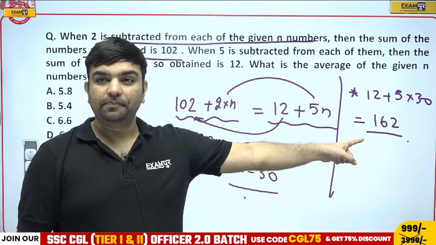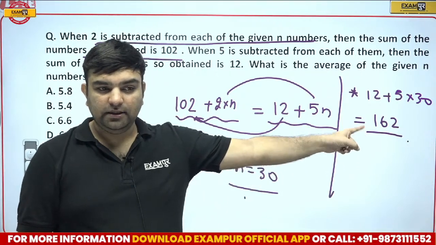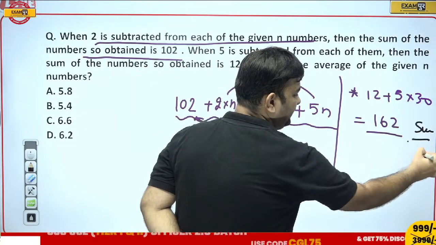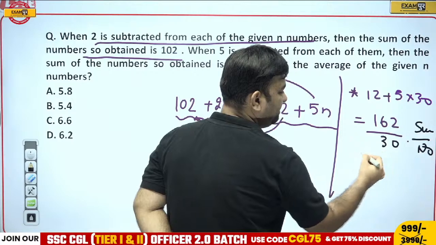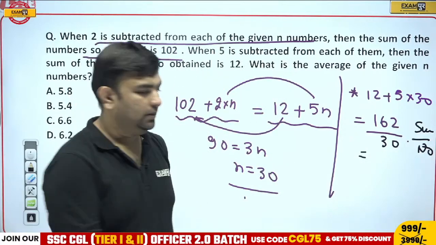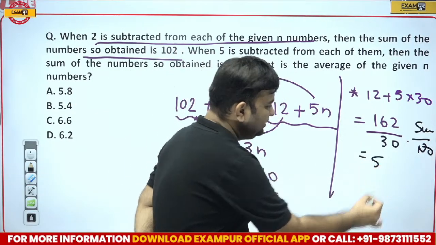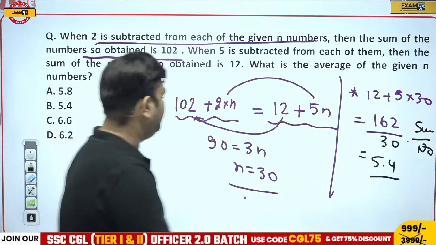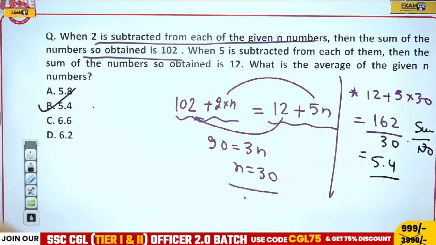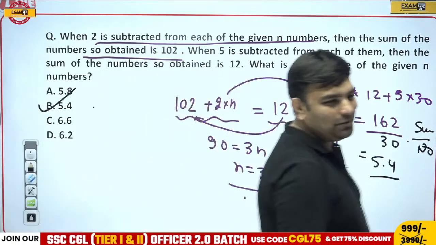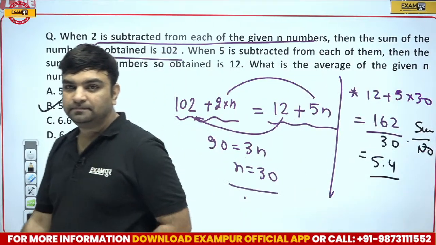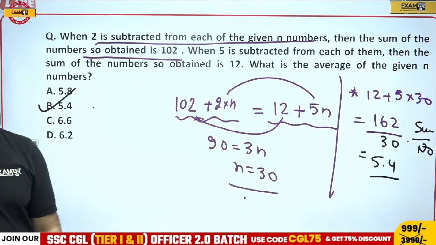This is the sum. To find the average, I have to divide by the number 30. Divide by 10, 5.4. What a great question. If you have any doubts, guys, you can ask me.